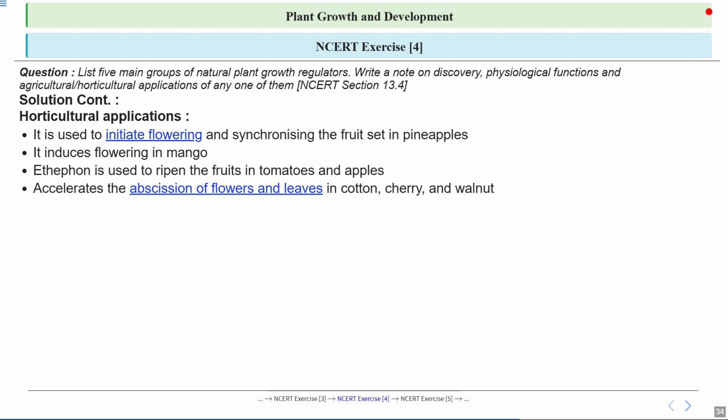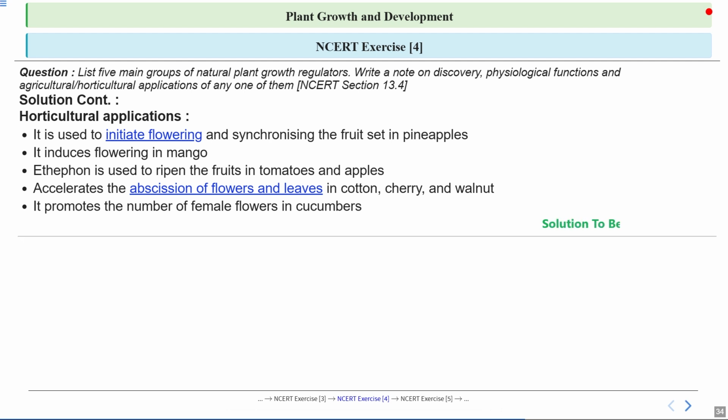It also accelerates the abscission or dropping of flowers and leaves in crops like cotton, cherry, or walnut. This is helpful for managing harvest and maintaining plant health. It also promotes the number of female flowers in cucumbers. More female flowers means more fruits, which increases the yield for farmers.